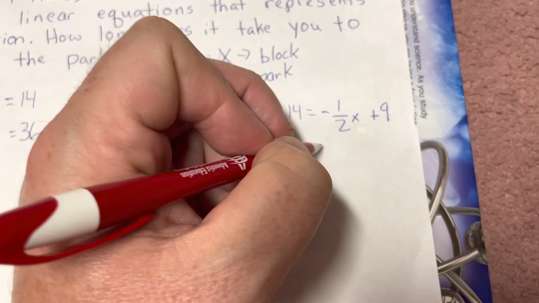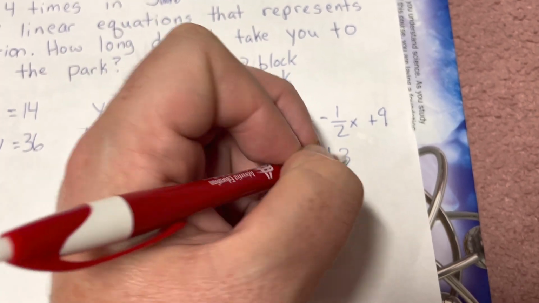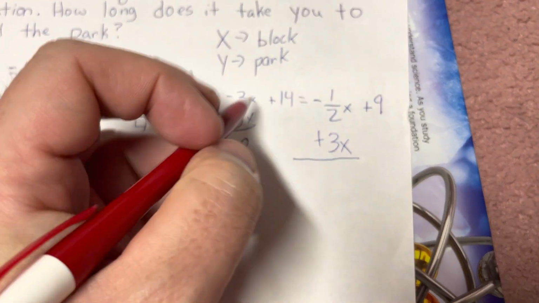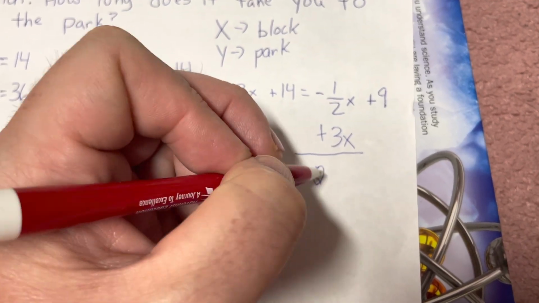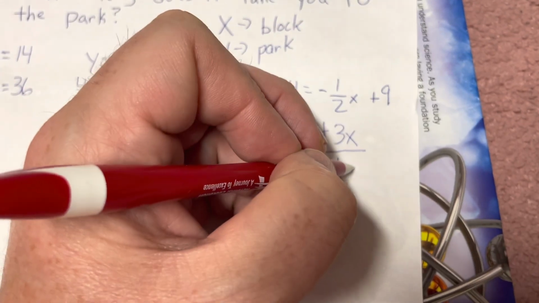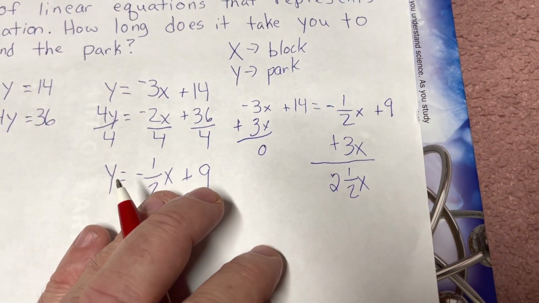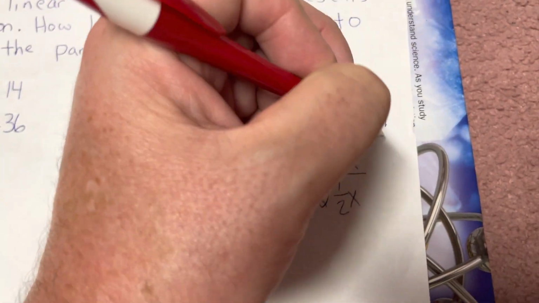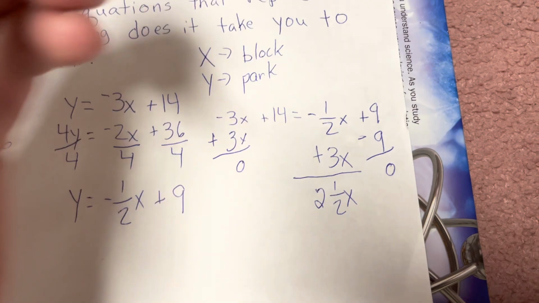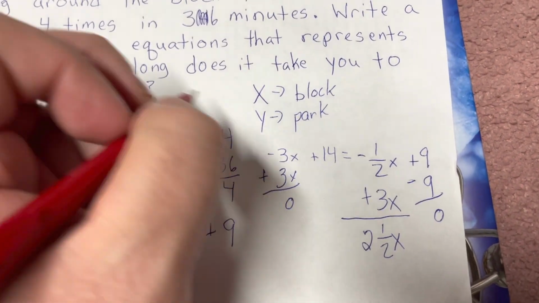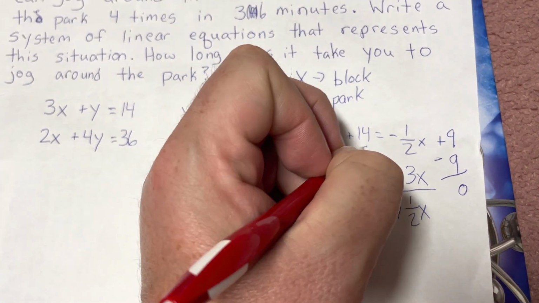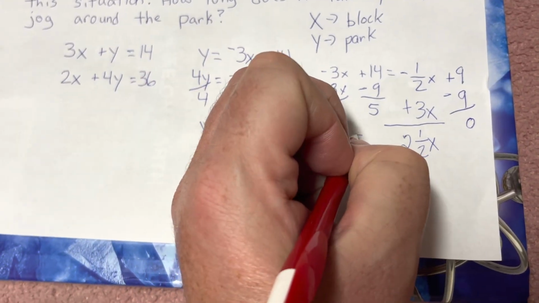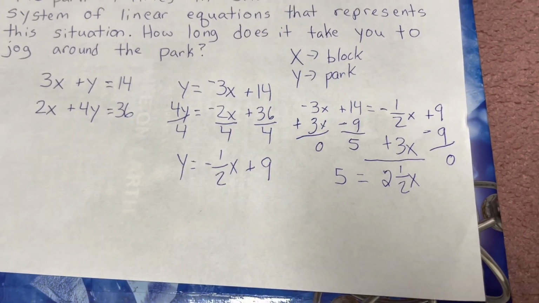I come over here and I add 3X. Well, negative 1/2 plus 3X is going to give me 2.5X. Okay, 2.5X. Well, because I need a 0 on both sides, I'm going to subtract 9 there. That's going to give me 0. Then I'm going to come over here, and I'm going to have 14 minus 9. That's going to be 5. And that's going to leave me with 5 equals 2.5X.